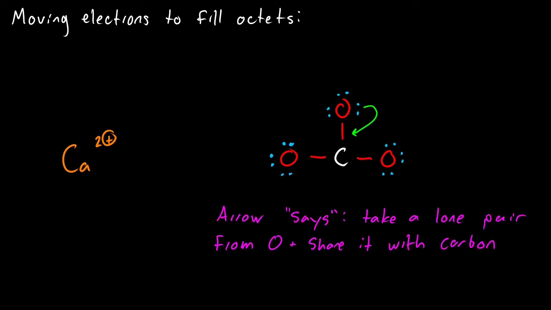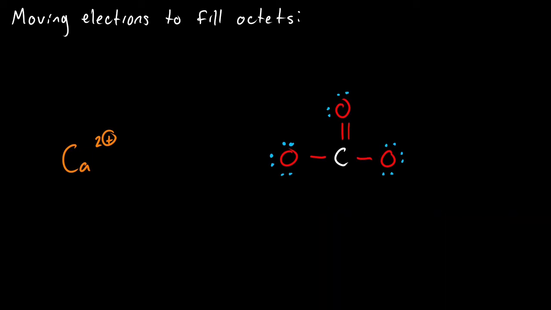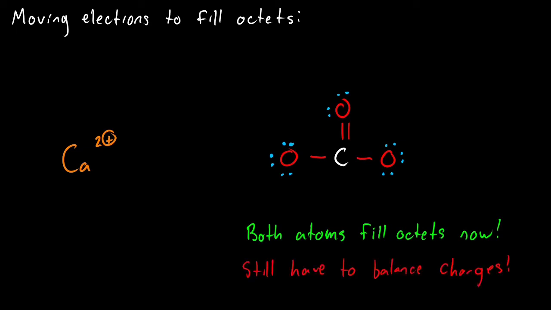What this arrow says in words is take this lone pair from oxygen and share it with the adjacent carbon. In doing so, we've now created a double bond between carbon and oxygen, and we can see that all the atoms in this molecule now fill their octets. We're not done yet, though, because this molecule is a polyatomic ion, meaning we have to add some formal charges to atoms.